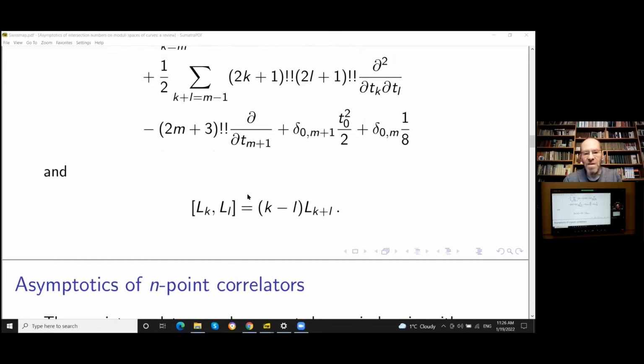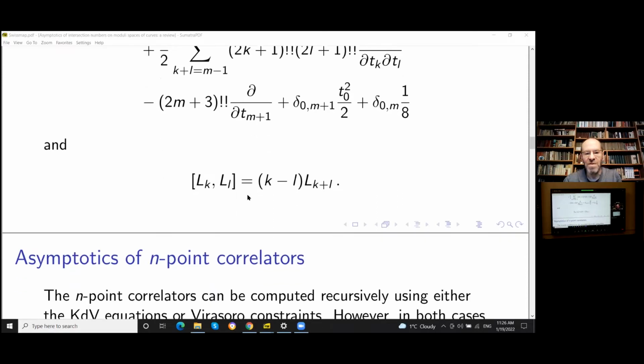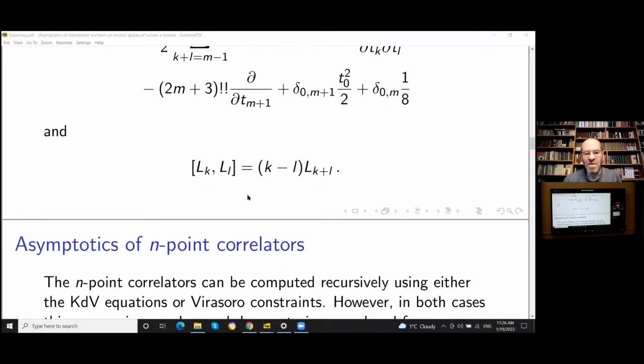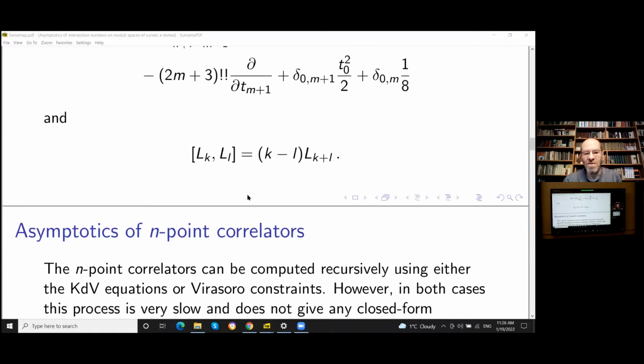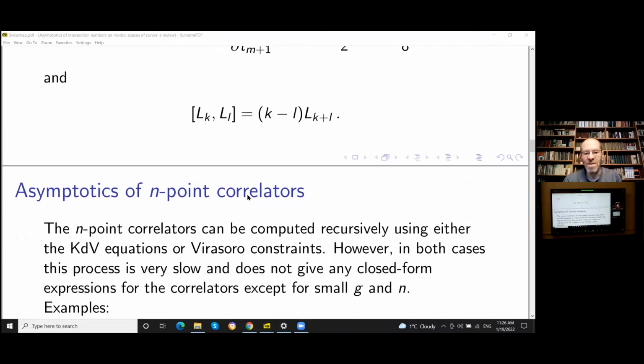So let's now move to the asymptotics of n-point correlators. The n-point correlators can be computed recursively using either the KdV equations or Virasoro constraints. But in both cases, this process is very slow and doesn't give any closed form expressions for the correlators, except for small g and n.